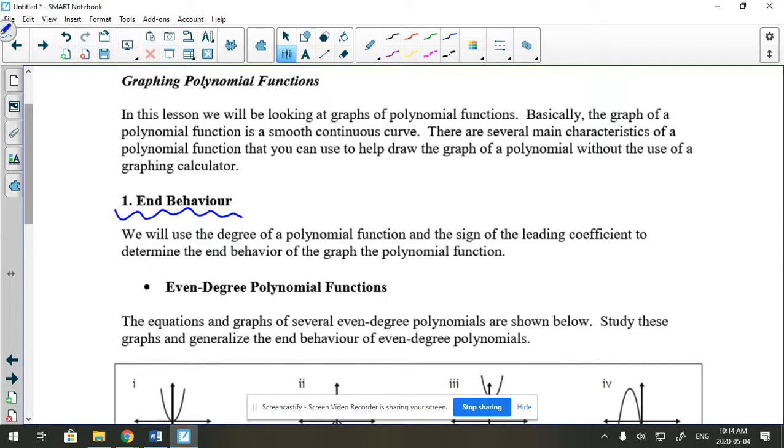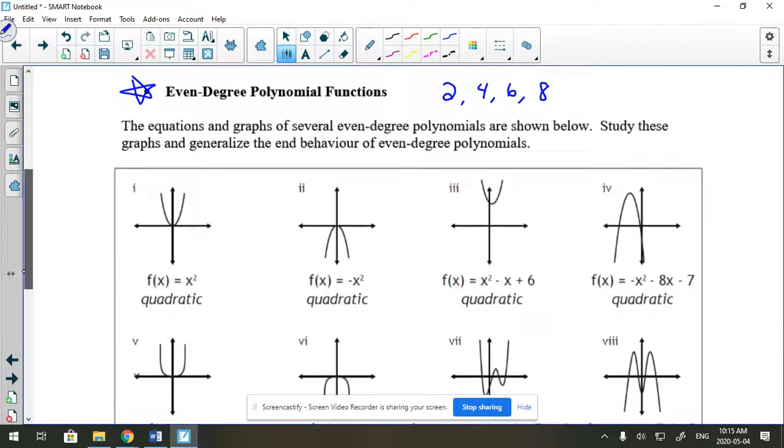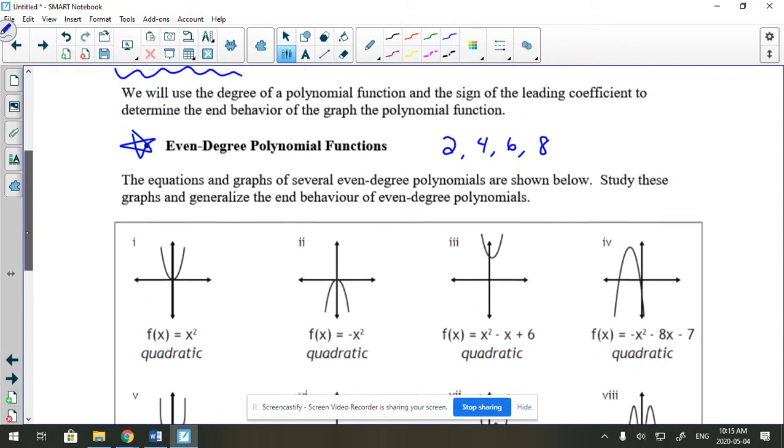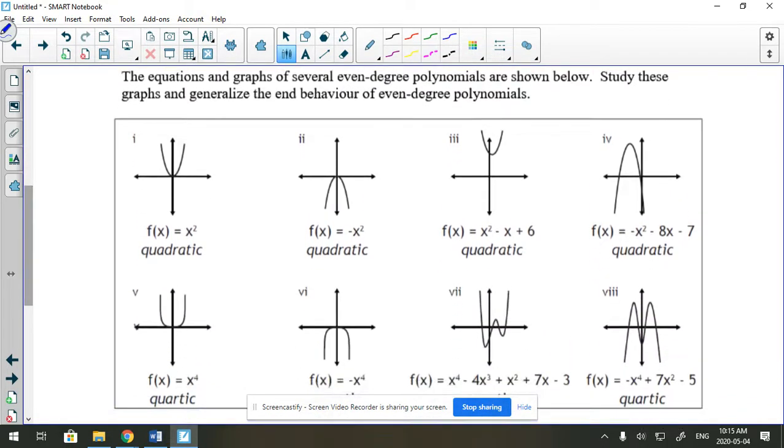So first we're going to look at even degree polynomials. Anything with an even degree. So that means if I find the degree of polynomial function and the degree is either 2, 4, 6, 8, etc., it's an even degree, then you know they're going to follow these patterns. So we're going to study these graphs here and see if we can figure out a pattern here. What you'll notice with even degree polynomials is that both the starting part of the graph and the end part of the graph, either both are going to be pointing up or both are going to be pointing down, no matter what. If you notice this one, the start is pointing up, the end is pointing up.